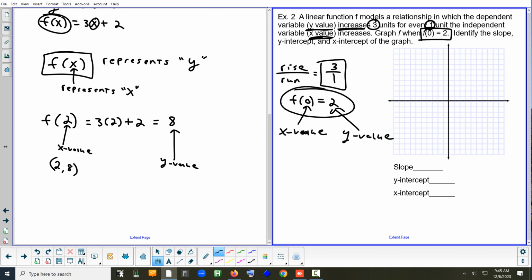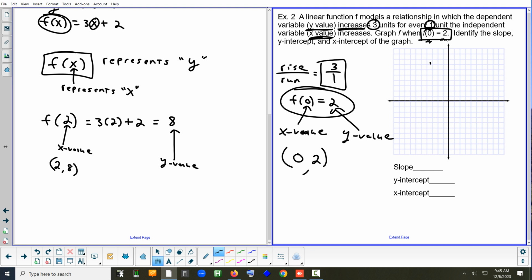So what is this really telling me then? Kind of like I did right here. Your coordinates. It's telling me a coordinate. What coordinate is it telling me? 0, 2. So when you see this, f, it'll always be f, and then you'll see something in parentheses with a 0. When you see that, it's telling you a coordinate. It's telling you the coordinate 0, 2.